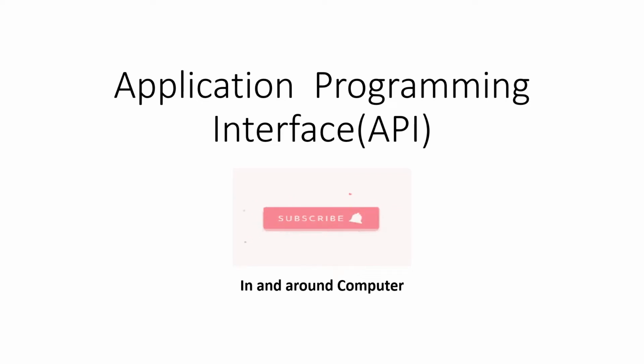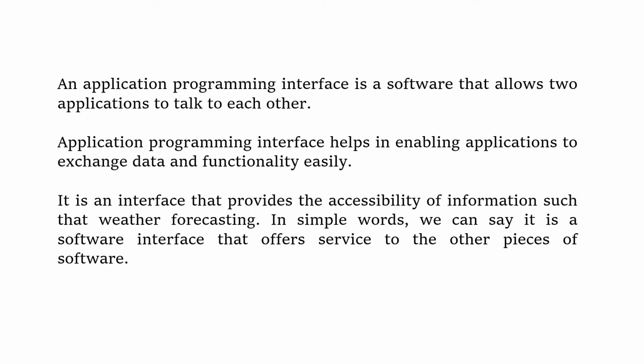In this video, we are going to see about the application programming interface. An application programming interface, that is the API, is a software that allows two applications to talk with each other. This API helps in enabling applications to exchange data and functionality easily.